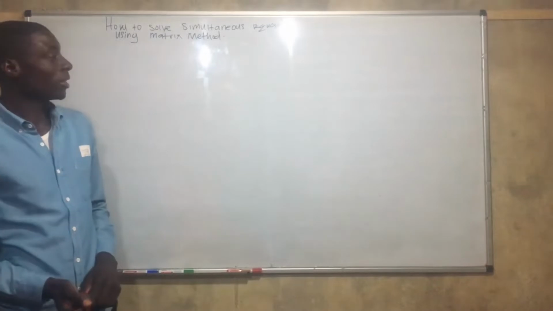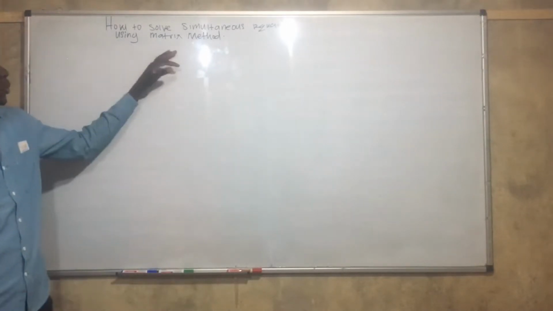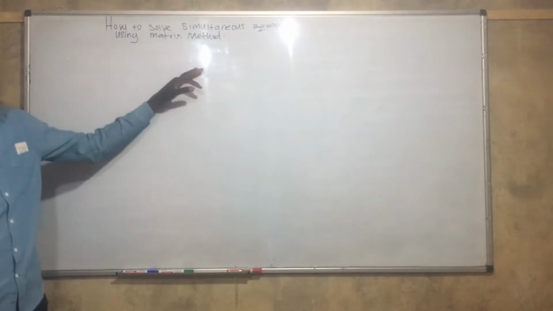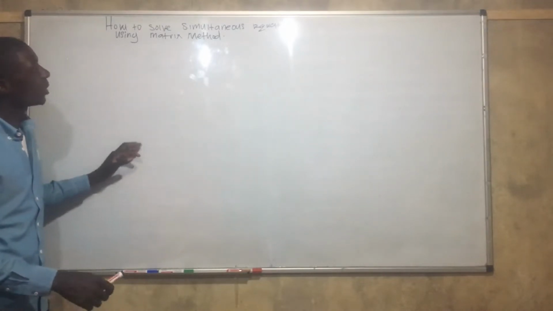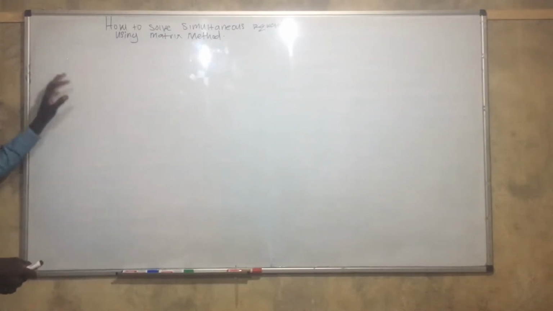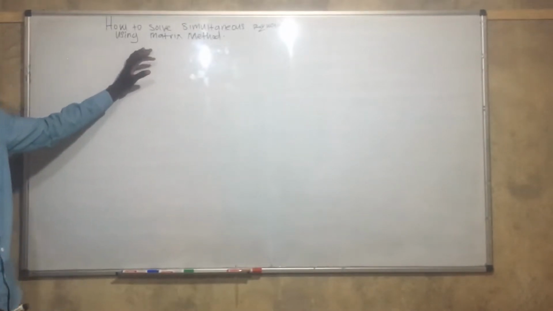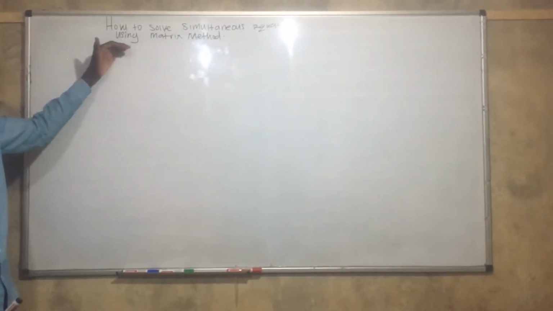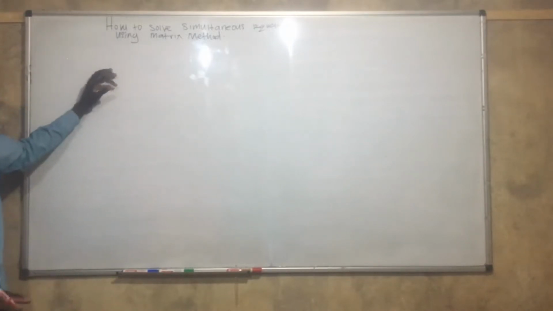Okay, afternoon guys. Today in mathematics we are going to look at how to solve simultaneous equations using the matrix method. We looked at how to solve simultaneous equations using the elimination method and the substitution method. Today we are going to use the matrix method, because we have discussed how to multiply matrices and how to add matrices.